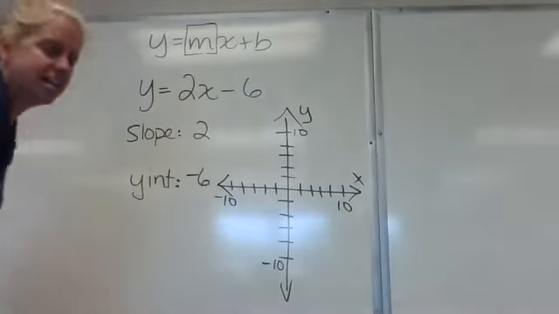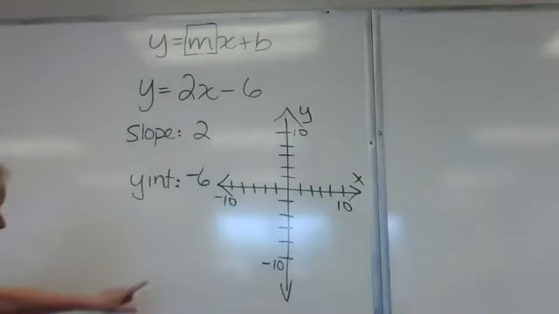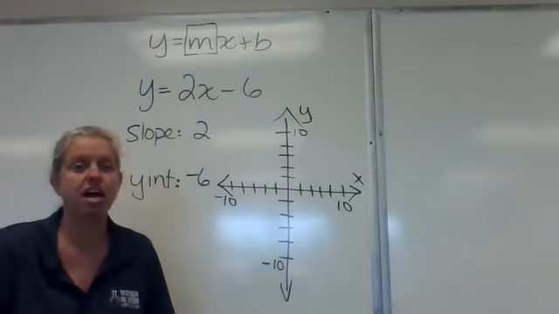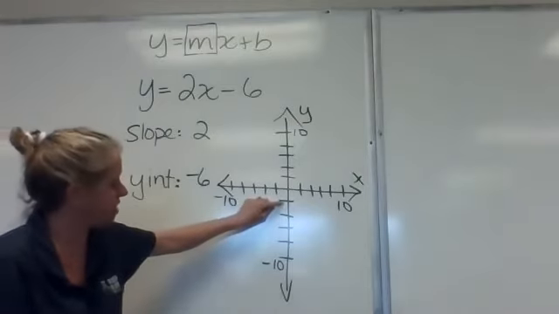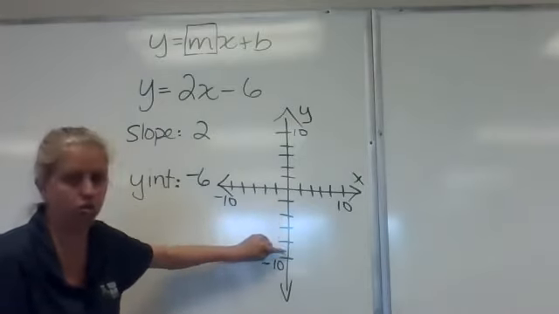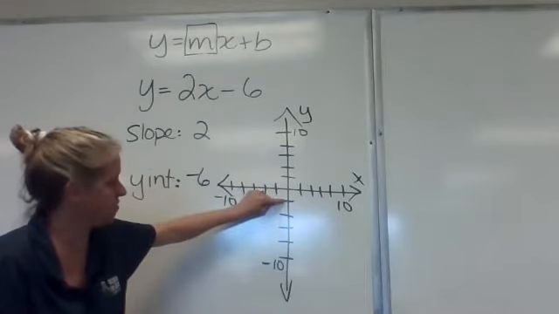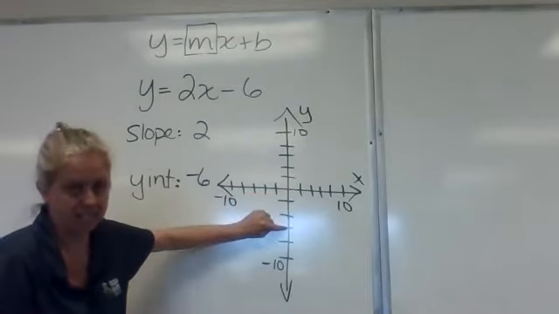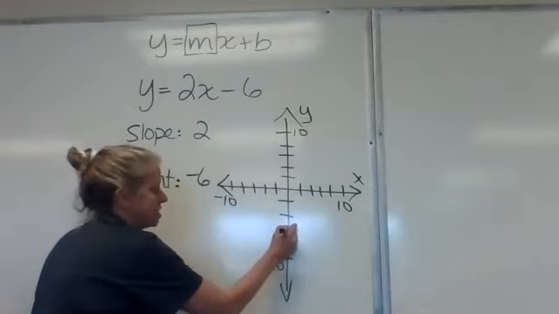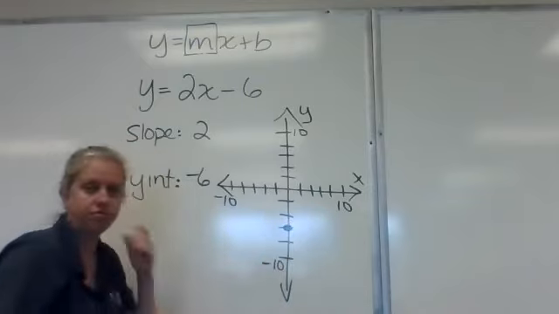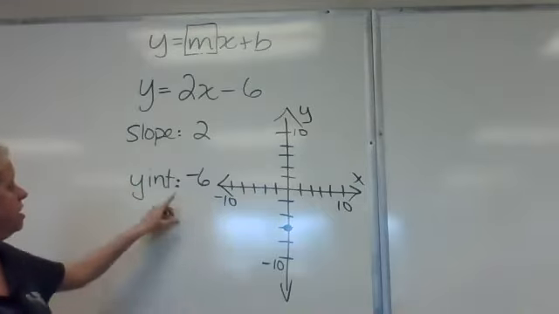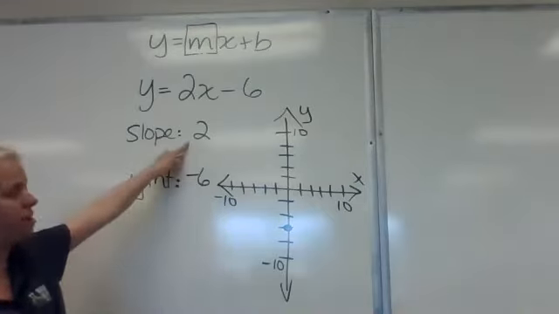That's what the y-intercept does, it tells you where it crosses the y-axis. Now, remembering that these are going by 2s, so that's -2, -4, -6. So it's actually right there. Now, from here, I count out my slope.